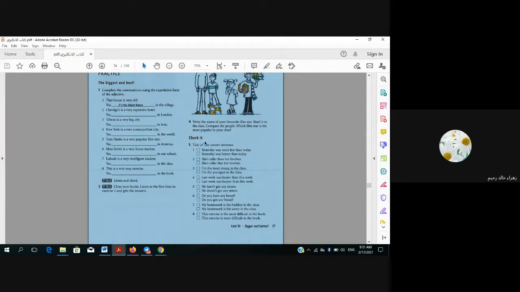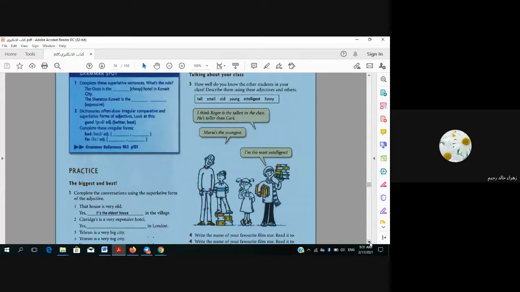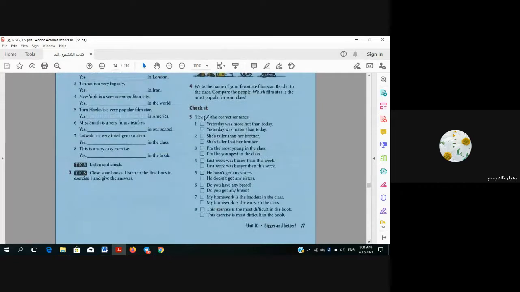Look at, check it, take the correct sentence. Yesterday was more hot than today. Yesterday was hotter than today. Which one is the correct? Yesterday was more hot today. Hot than today?